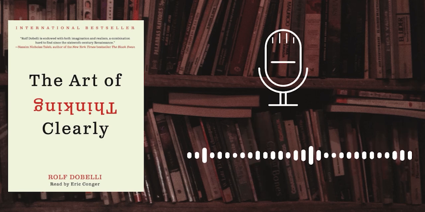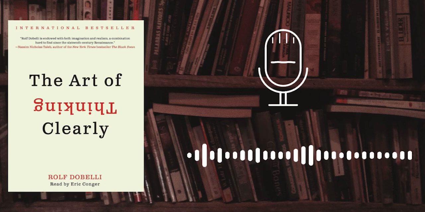Post-purchase rationalization. Post-purchase rationalization is the tendency to justify a purchase after the fact, even if it was a bad decision. This can lead to continued poor financial choices. Recognizing this bias helps us make more rational decisions and learn from our mistakes.